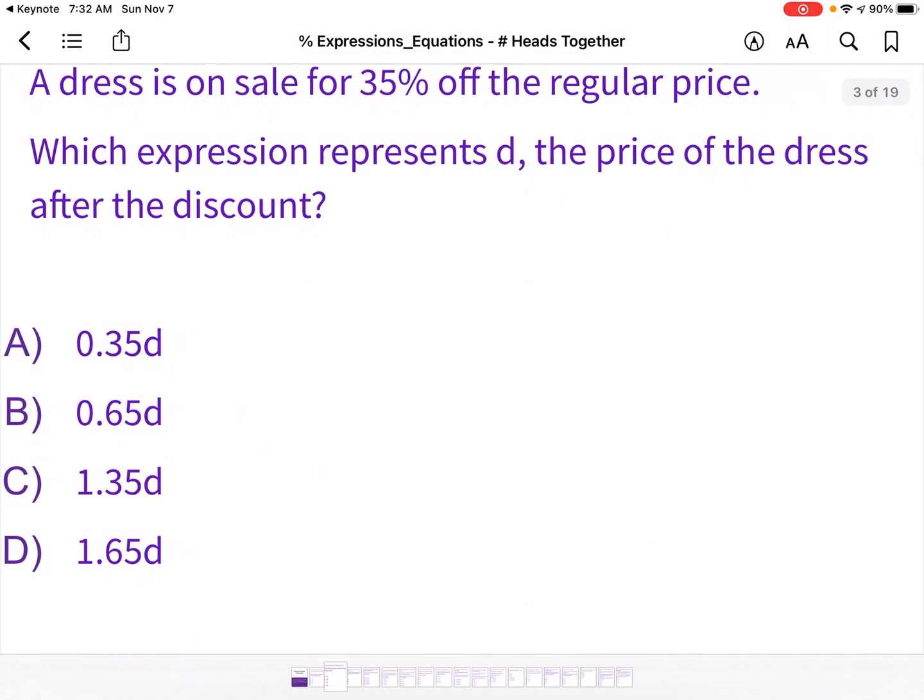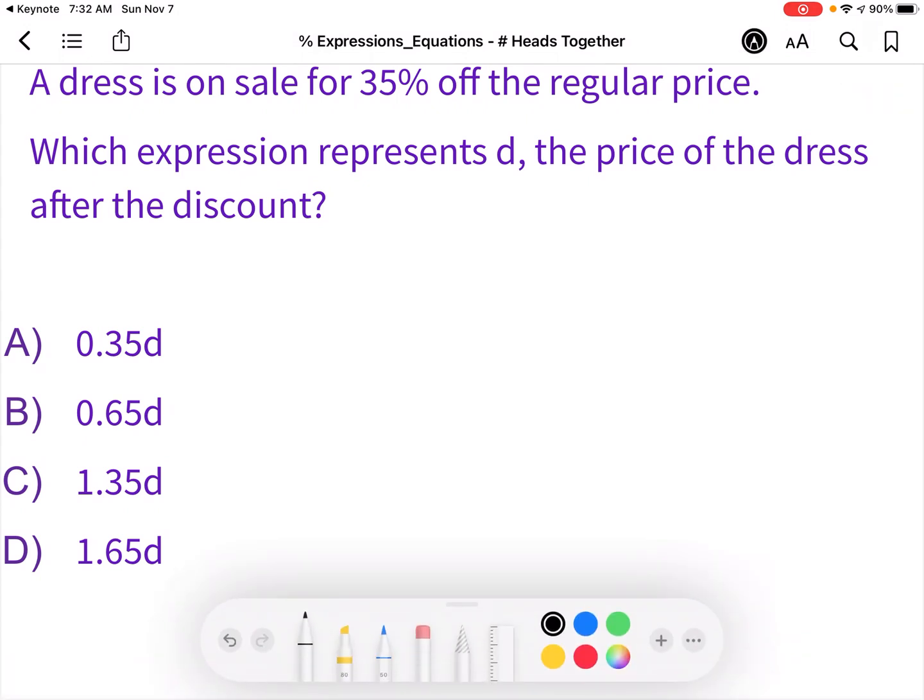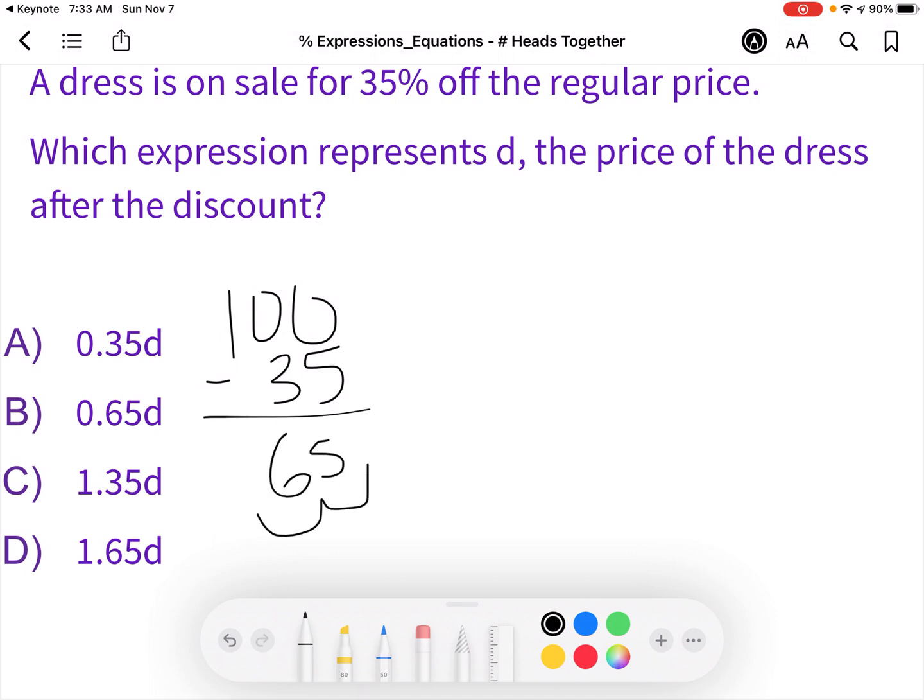A dress is on sale for 35% off the regular price. Which expression represents D, the price of the dress after the discount? So if I have 100 and I save 35, I'm left with 65%. Move my decimal 2 places over. So 0.65 times the cost of the dress is going to give me how much she paid.